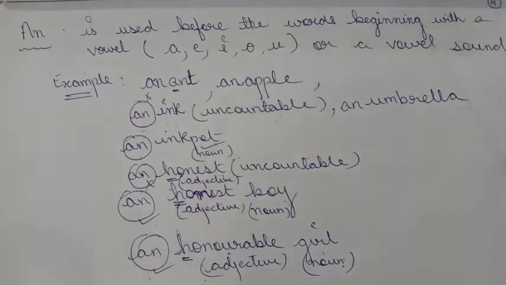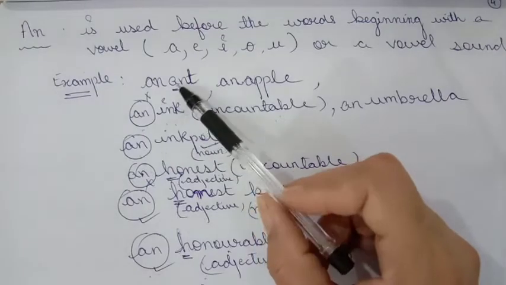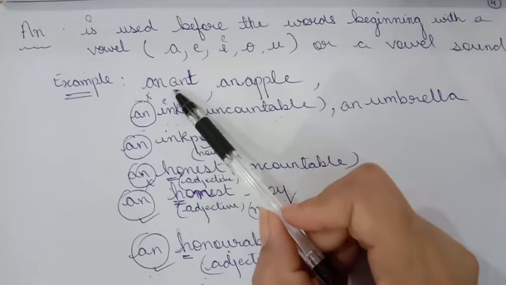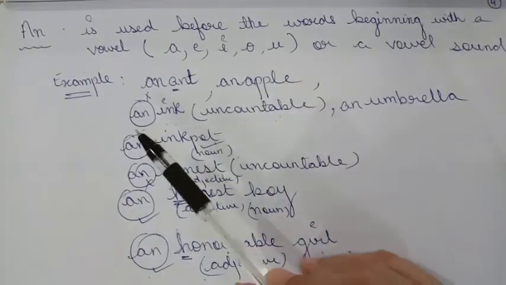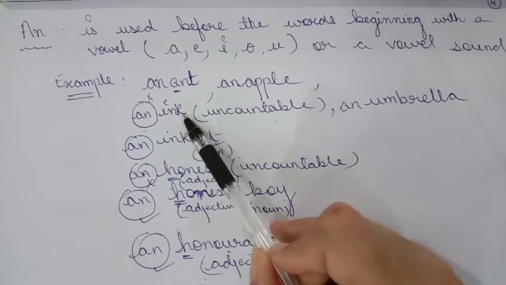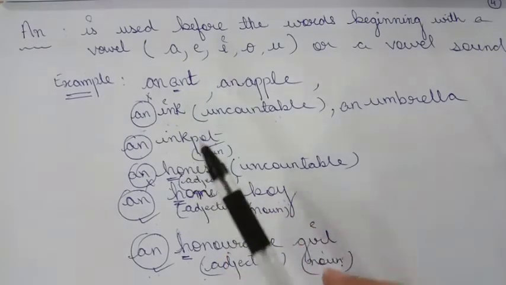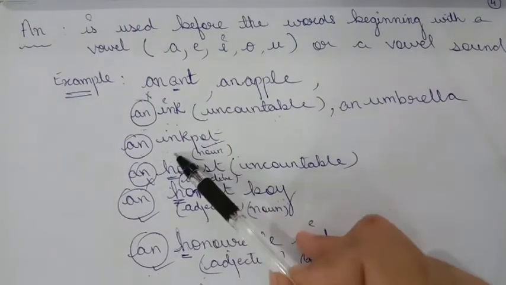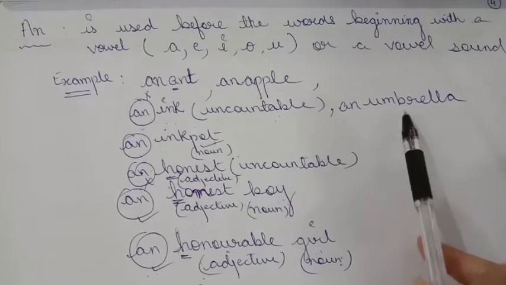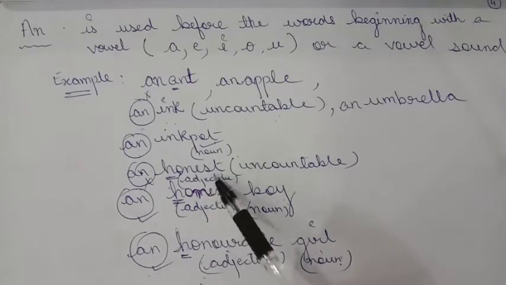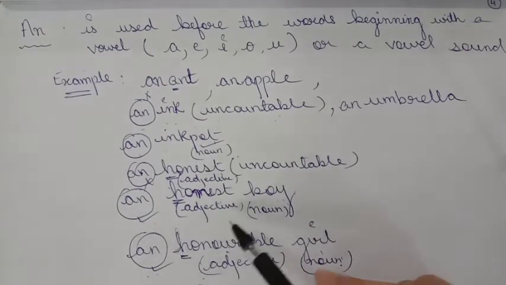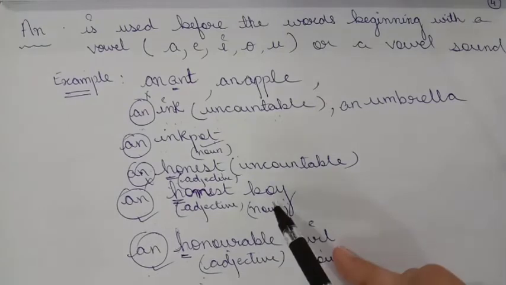Now see for example the word ant. This word begins with a vowel. You use an ant, an apple. But you cannot use an before this word ink. This is uncountable. Okay? This is wrong. But if you are writing an ink pot, then this is correct. An umbrella. Right? An honest. You cannot say that, it is uncountable. But if you are saying an honest boy, then this is correct because you are adding a noun which is countable too.